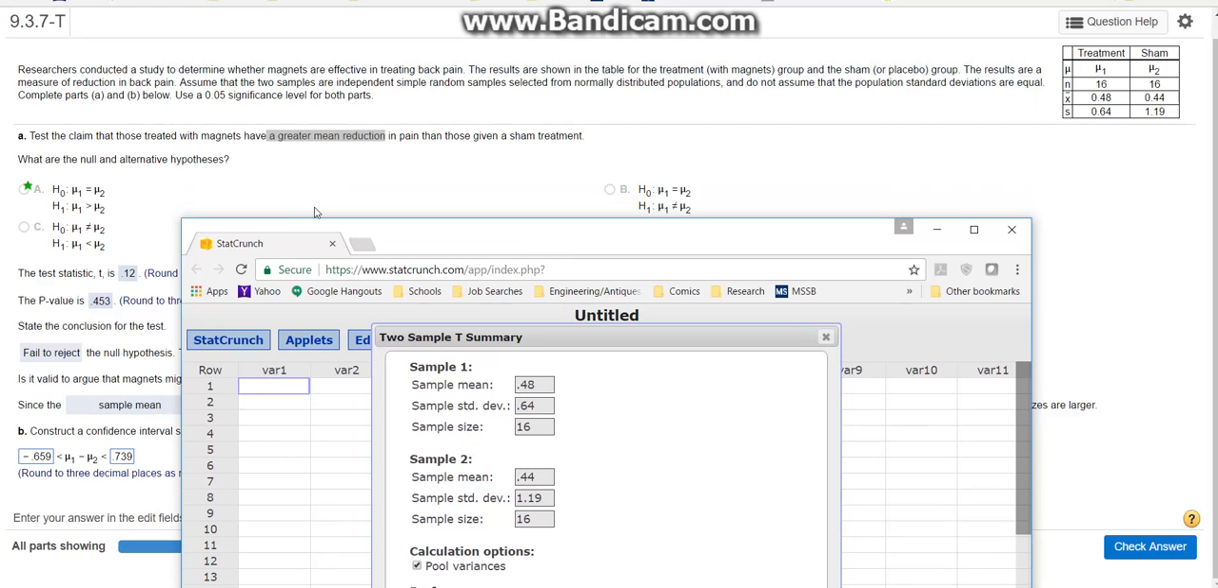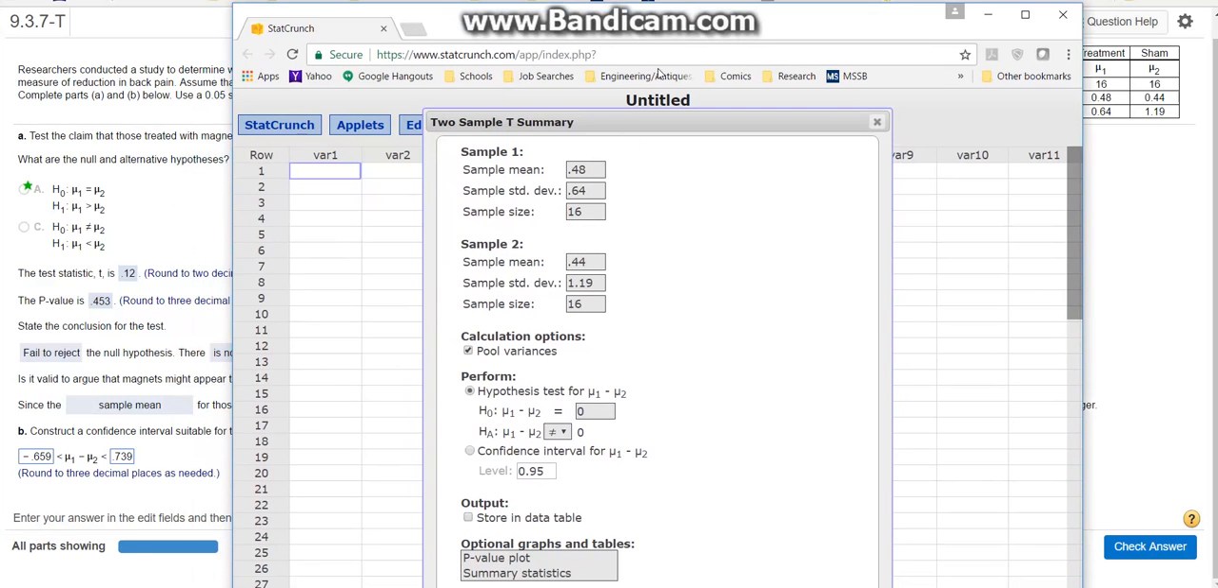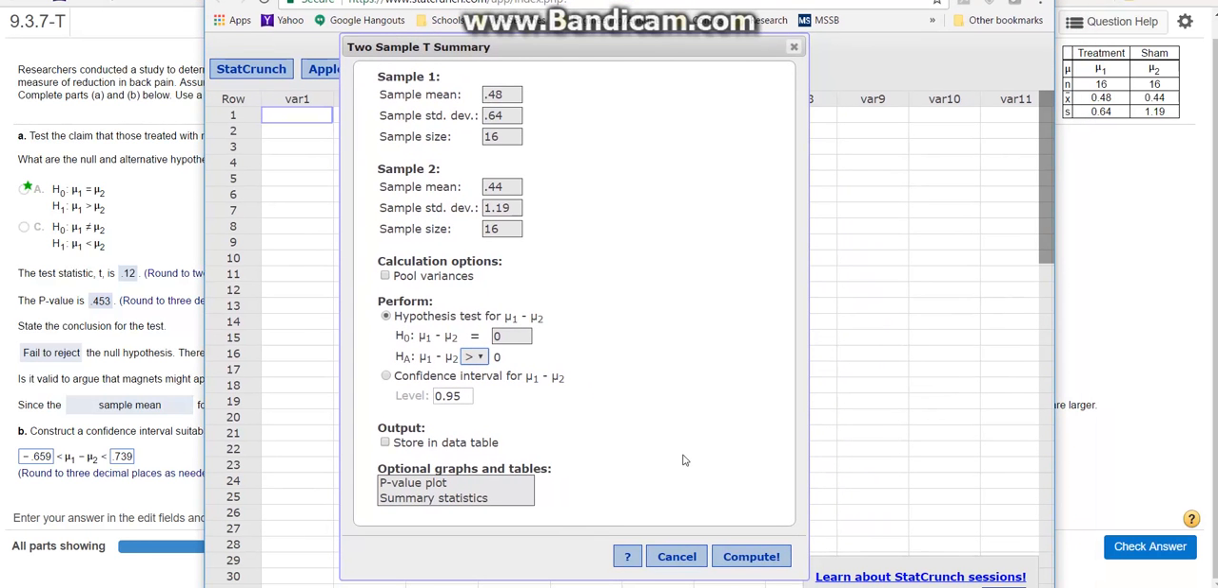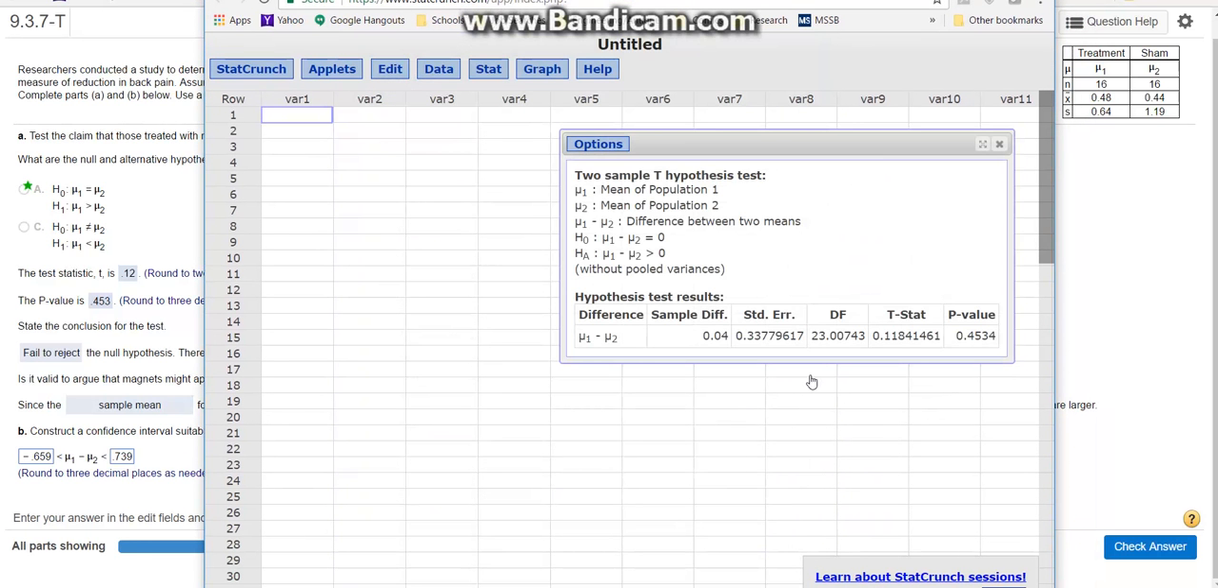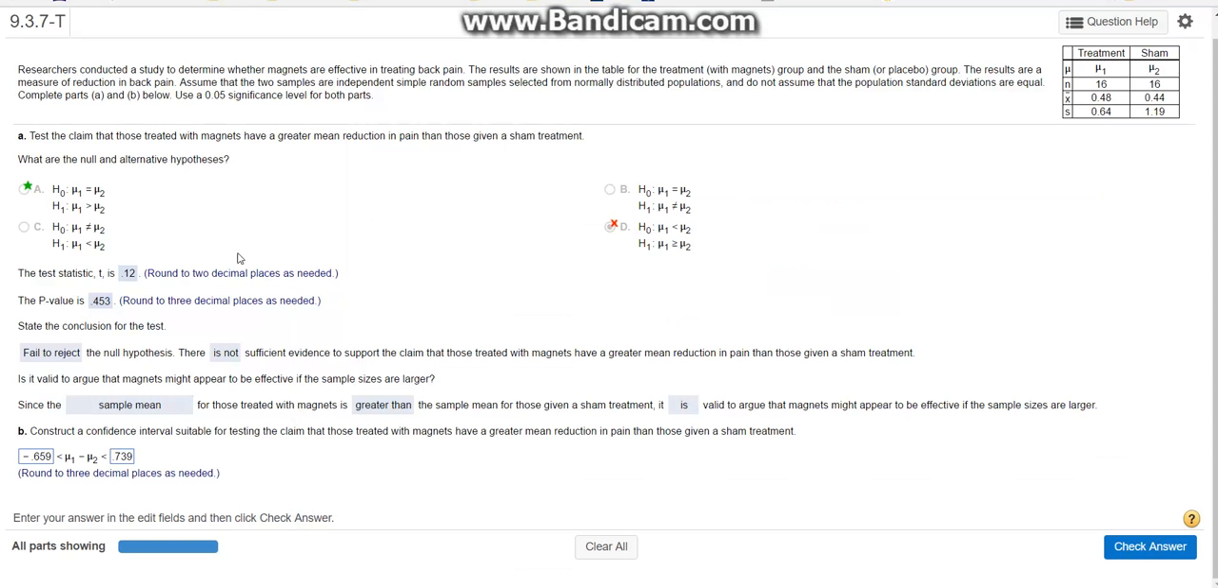Now, pay attention to this statement right here. Do not assume that the standard deviations are equal. So that means that we will not be pooling the variances. Change this to greater than because it's a one-tailed test. Move this up a little bit, hit compute. The test stat to 2 decimal places is 0.12. The p-value to 3 decimal places is 0.453. Now, the p-value is bigger than alpha, 0.05, so we will fail to reject the null.